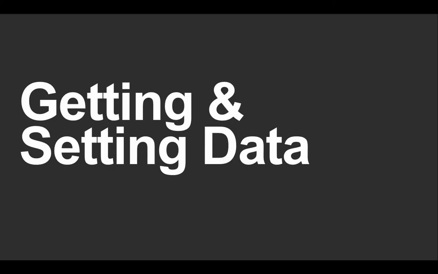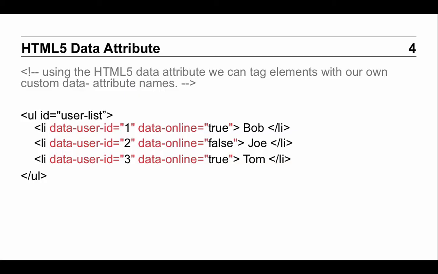First, let's take a look at getting and setting data. So in HTML5, we have the data attribute that allows us to tag elements with our own unique custom data attribute names. So here you can see we have an unordered list with the ID of user list, and inside of it we have all of these list items.